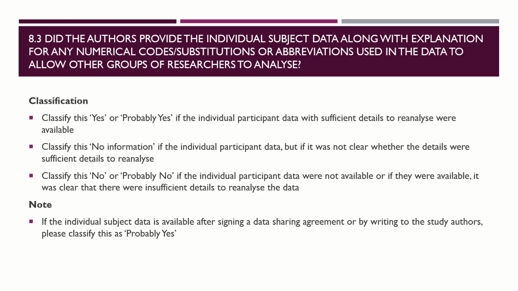So how will you classify this question? Classify this as yes or probably yes if the individual participant data with sufficient details to reanalyze were available. Classify this as no information if the individual participant data was available, but it was not clear whether the details were sufficient to reanalyze. Classify this as no or probably no if the individual participant data were not available, or if they were available, it was clear there were insufficient details to reanalyze.